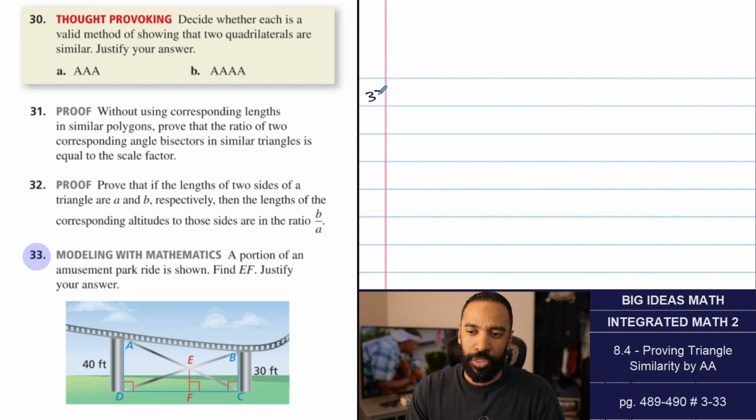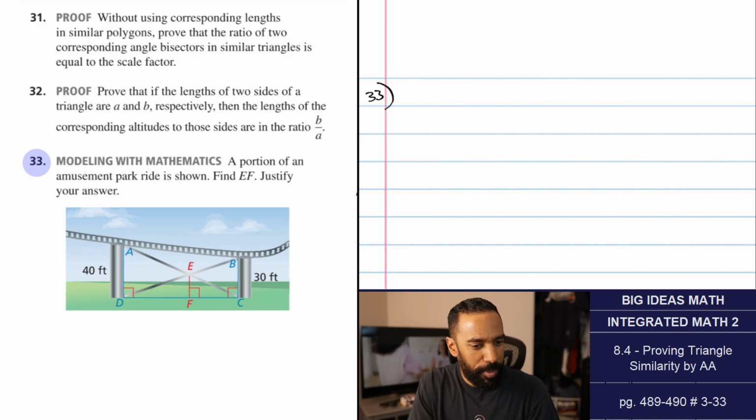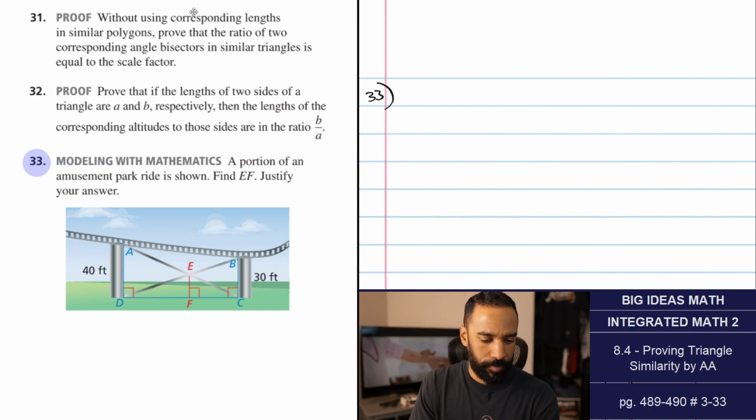Lastly, problem number 33. Modeling with mathematics. A portion of an amusement park ride is shown. Find the length of EF, justify your answer. Let me copy paste this over.